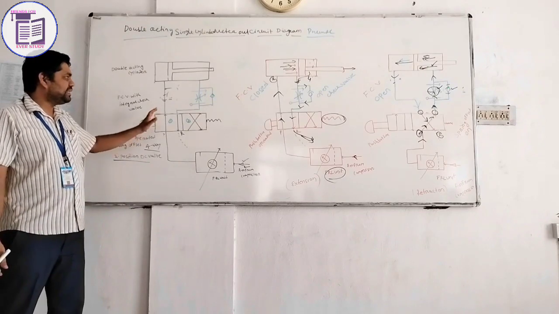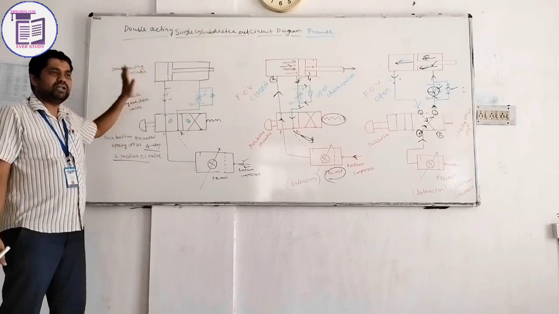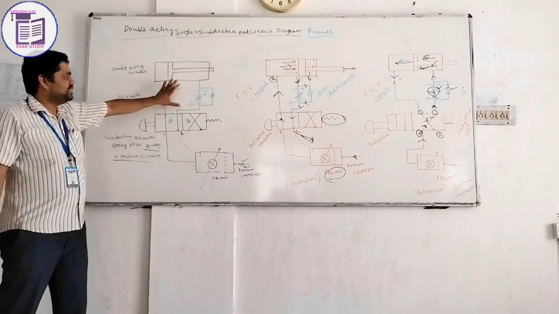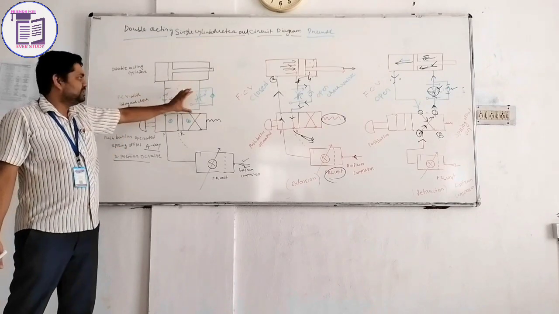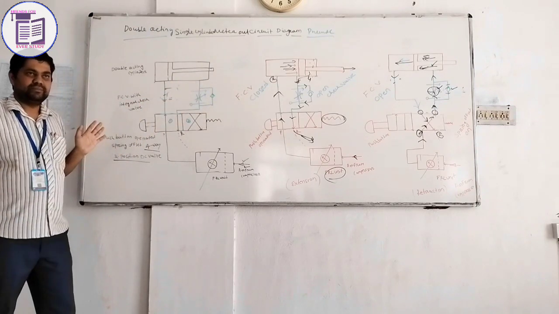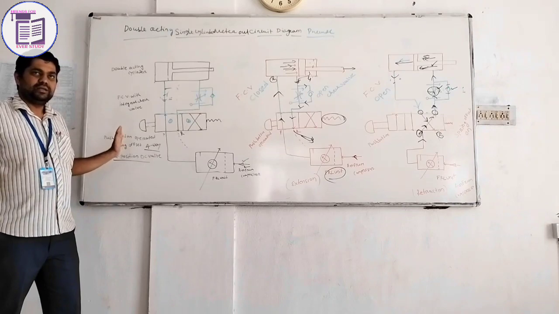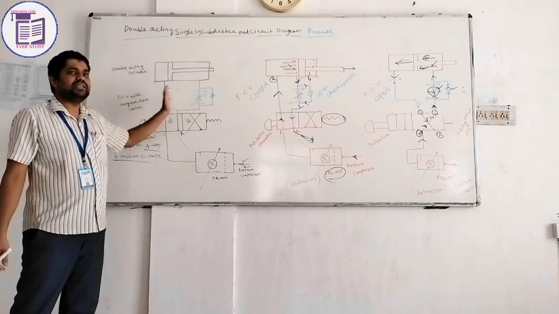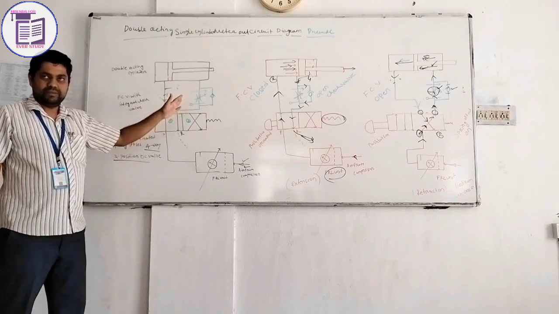So this represents the meter in circuit, and this represents the meter out. Part 1 is your meter in. This represents meter out. The basic difference you have to show is the flow control section. Otherwise, all are in a similar way. The same thing will be here in meter in and meter out. Just the difference is here, the position of the control valve. This is the basic difference.